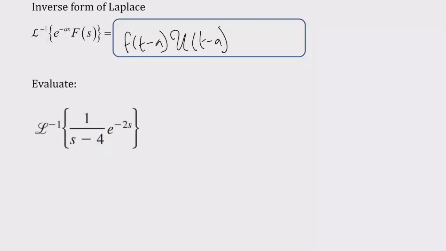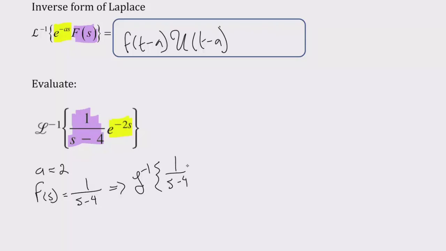So let's start with a itself. There we've got e to the negative 2s, so that says that a has to be 2. And then F of s has got to be related to 1 over s minus 4. So if we do inverse Laplace of it, that's just connecting back to how to convert an inverse Laplace with our transformations, and that should give me a transformation of e to the 4t.